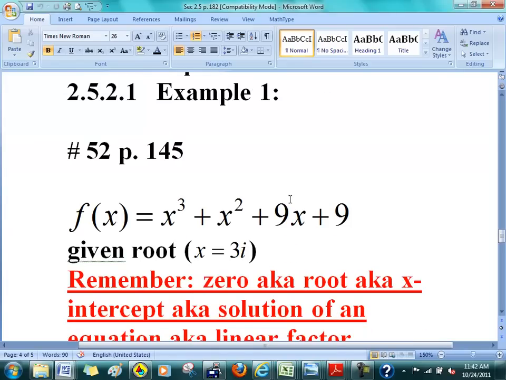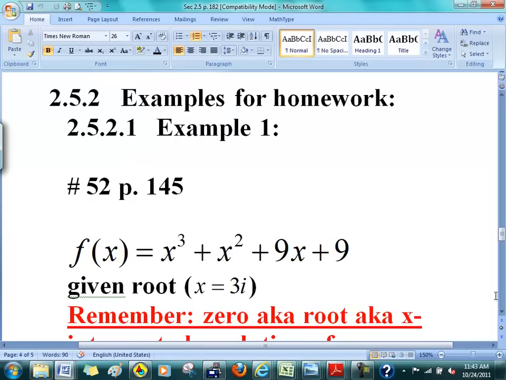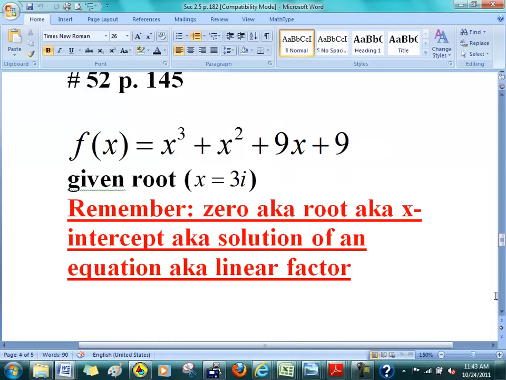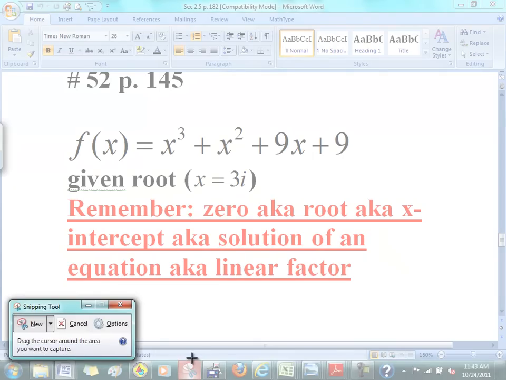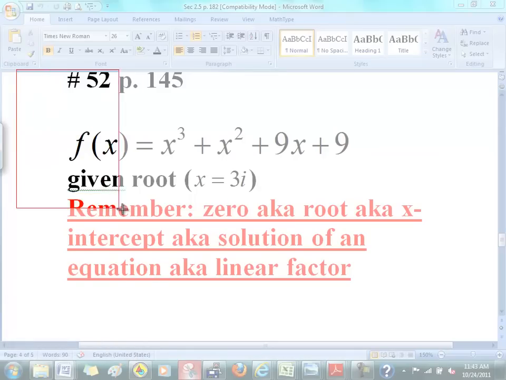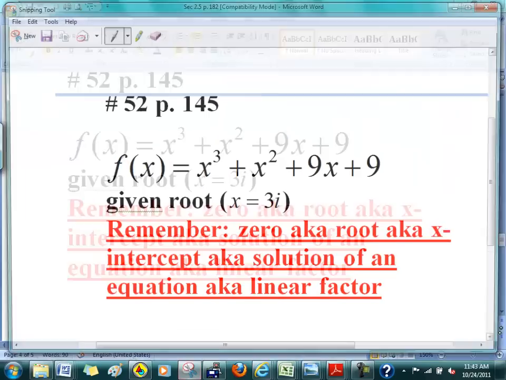Okay, so I'm going to do an example like problem number 52 on page 145. They give you a polynomial and they give you a factor and they're asking you to find all the remaining factors. Find all the remaining factors.